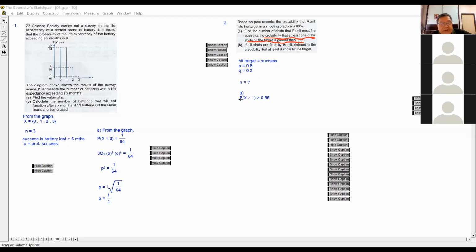Now you look at this probability of x greater or equal to 1. Now what does it mean? It means that the probability of x greater or equal to 1 is actually 1 minus the probability of x equals 0, right?